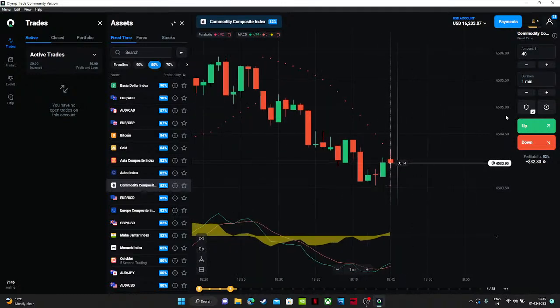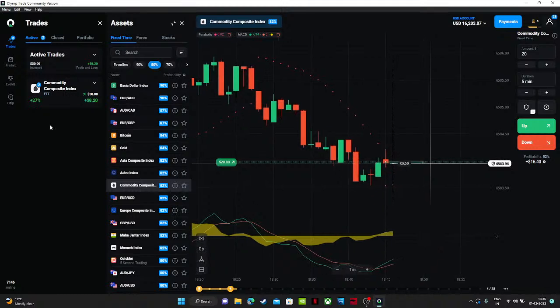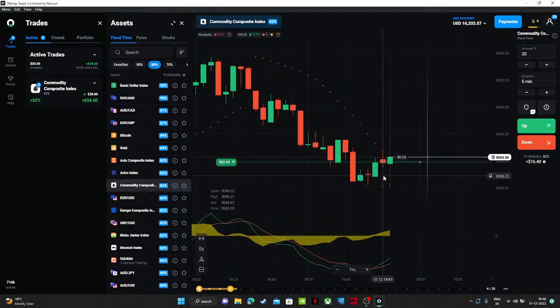In commodity composite index, also we can enter into an upside trade. Now I will return back to the base amount, which is $10. I have a couple risk-free trades available also, which I might want to use here. So two trades, commodity composite index in the upward direction, the parabolic shifted below the candle. The MACD cloud is above the zero line.